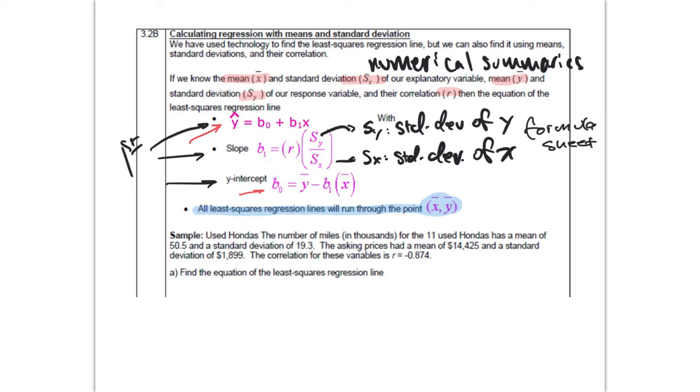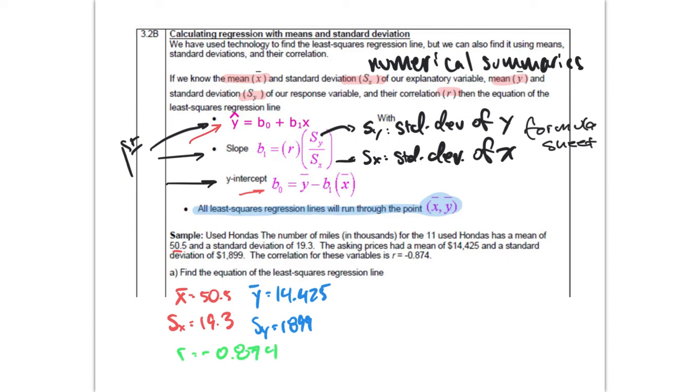From our example with used Hondas, the price of a used Honda was the response variable, and the number of miles driven, in thousands of miles, was our explanatory variable. We have some statistics. We have x bar equals 50.5, and the standard deviation of x they give us as 19.3. Then we have y bar equals 14.425, and the standard deviation of y they give us as 1,899. And then we have an r value of negative 0.874.